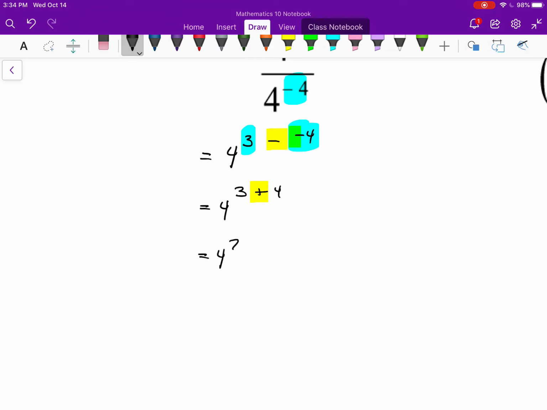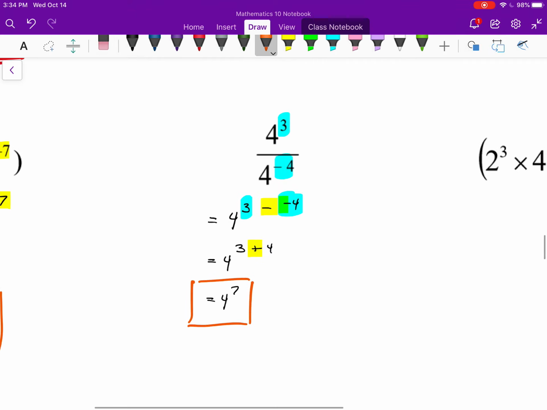And again, I'm just going to leave it there. I'm not asking us to evaluate. I just want us to simplify it. And 4 to the power of 7 is simpler to understand than 4 to the power of 3 divided by 4 to the negative 4.